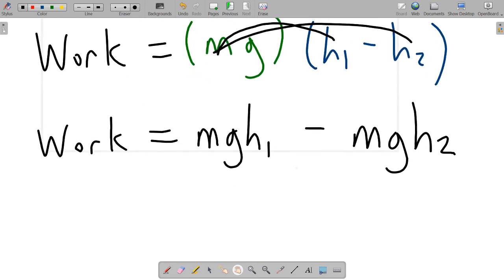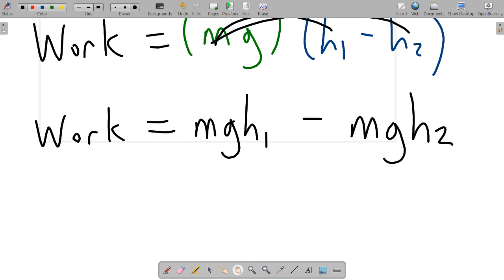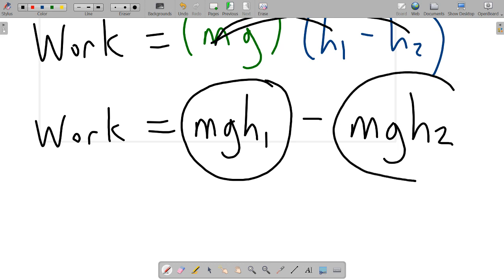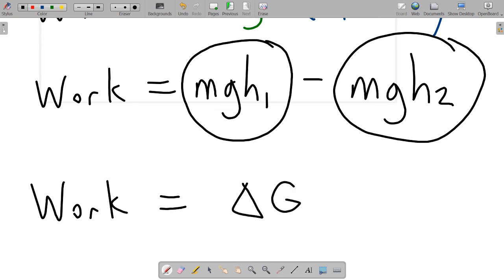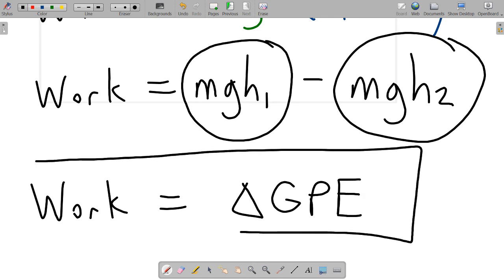And there you go. So anytime gravity is the only thing doing work on the object, clearly gravity changes the potential energy of the object, where it's understood that mg h1 is our final potential energy, minus our initial potential energy. So work done is equal to change in gravitational potential energy. And there you go.